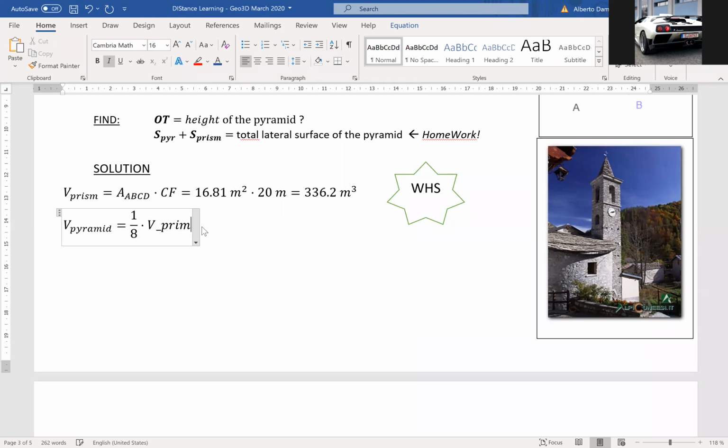So this is how I'm going to calculate the volume of the pyramid. I've written what, I've written how, and now I substitute. Well, it's just 1 divided by 8 times the volume of the prism that we just found now. And remember to put the units, it's important. And this is something I've just calculated already. It's 42.025, again, cubic meters. Okay, so this is the volume of my pyramid.